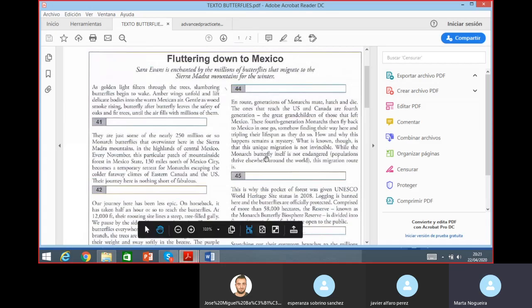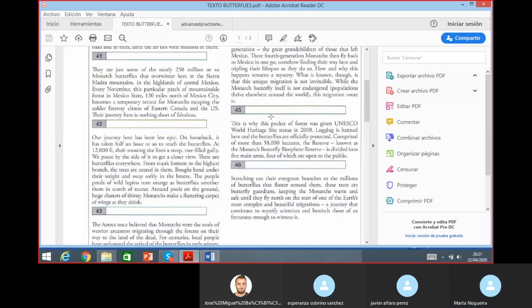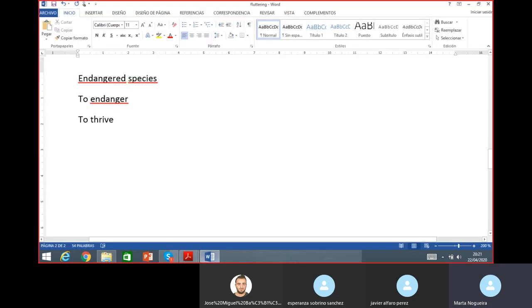Next, I'm here. This is why this pocket of forest was given UNESCO World Heritage Site status in 2008. Heritage, guys, means patrimonio. Heritage. I'm going to write it because you see it better. So this site was granted with the UNESCO World Heritage.